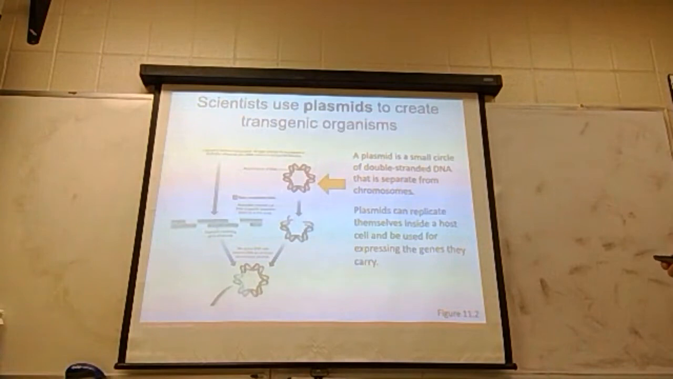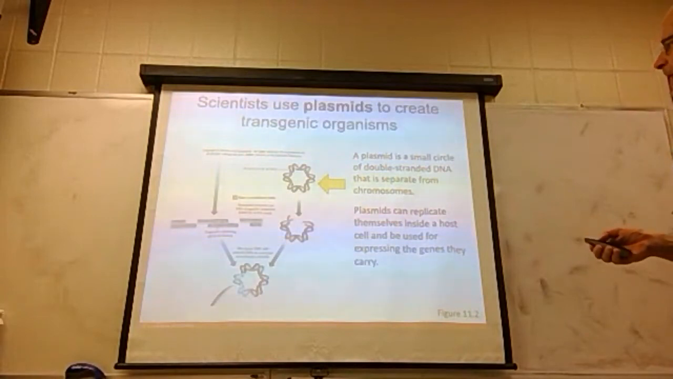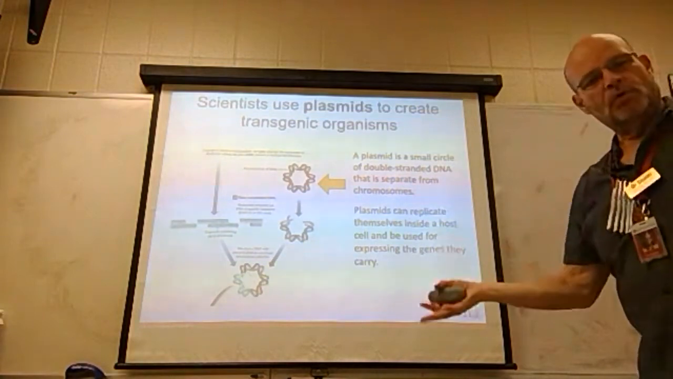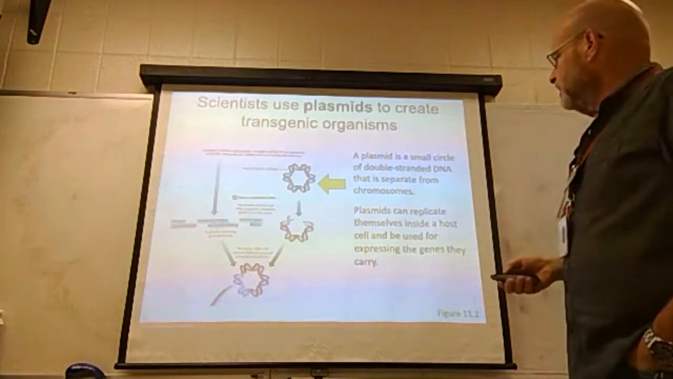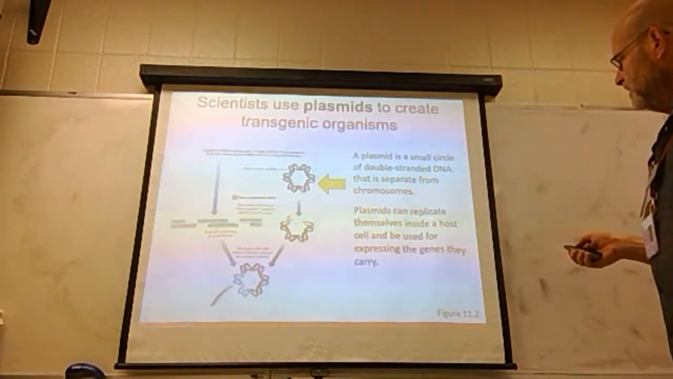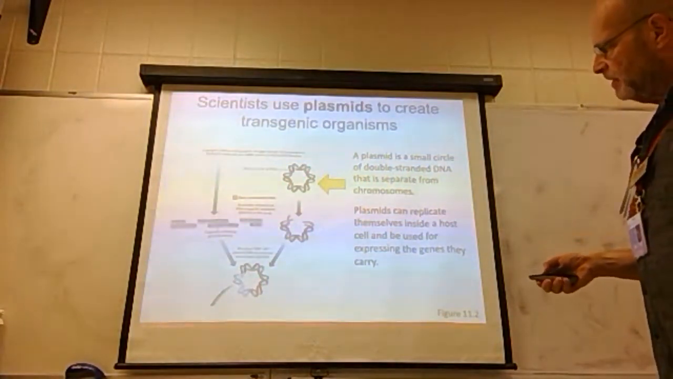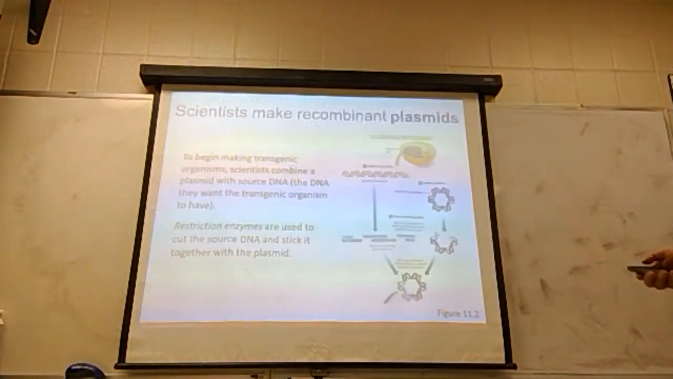The structure within the bacteria that does this is called a plasmid, and here's my dark blue DNA material. A plasmid is a small circle of double-stranded DNA that separates from the chromosomes within bacteria. So the bacteria will have its normal chromosomal material, and then it'll have this extra little piece of DNA called a plasmid. What we can do is take those plasmids, open them up at specific sites, and insert our gene. In my example, I used a gene for producing human insulin.